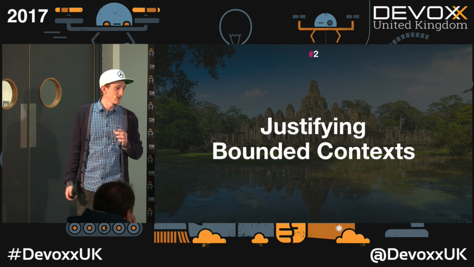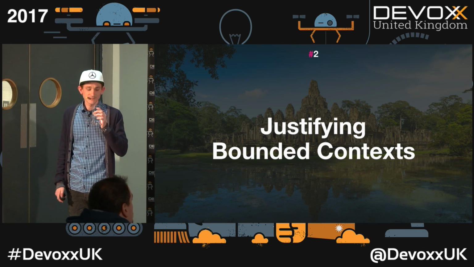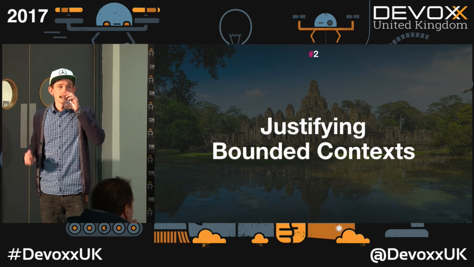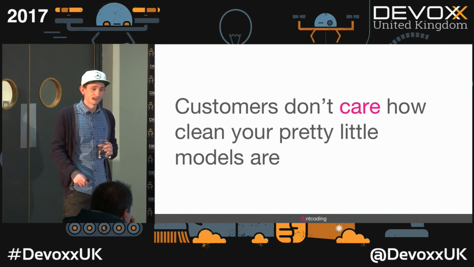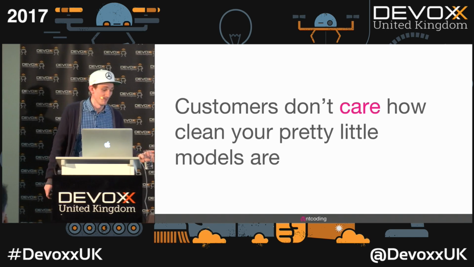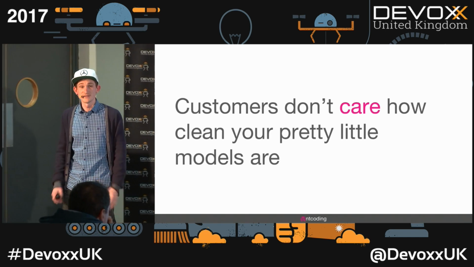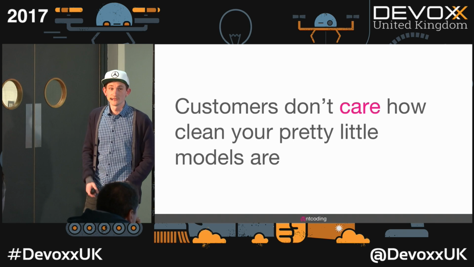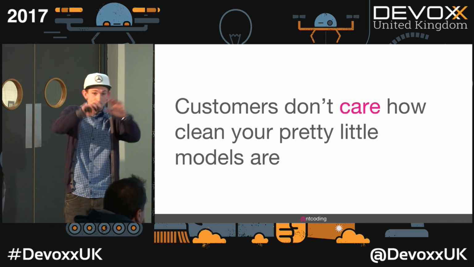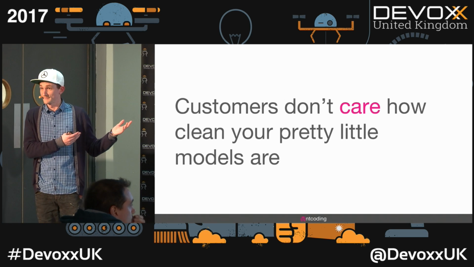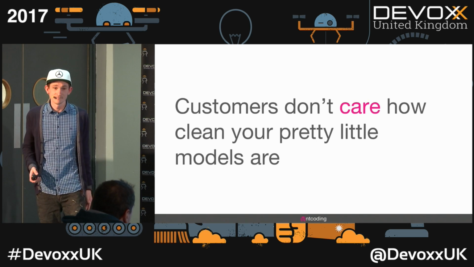So how do we justify these bounded contexts? And how do we know which model to choose? It's probably not something your customers care about. So they're not going to say, oh yeah, we're going to pick this organization because those developers, I read their blog and they've got these amazing bounded contexts. Feel free to prove me wrong on that. You can call me out anytime.